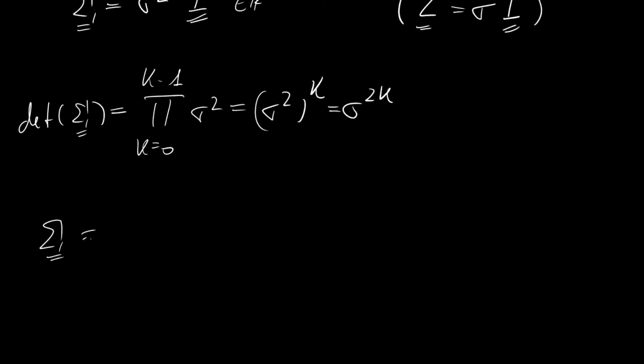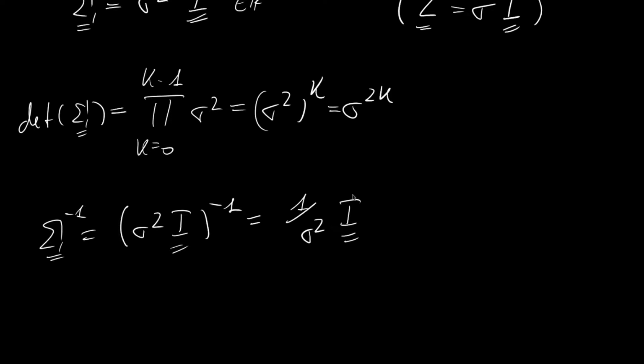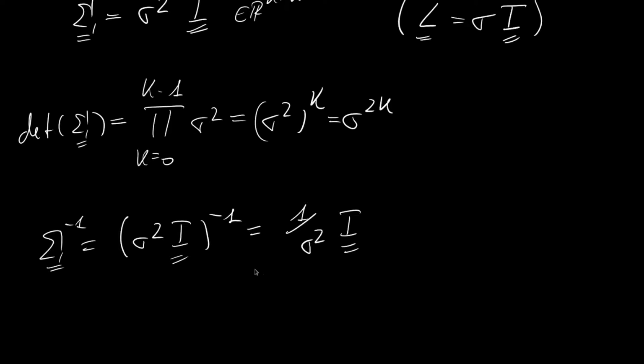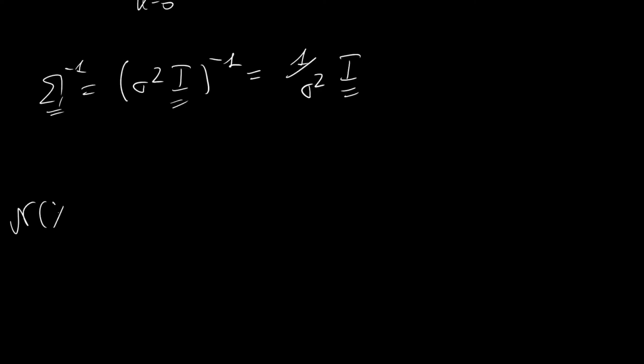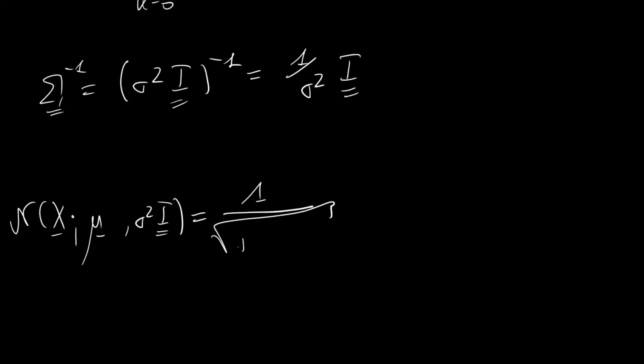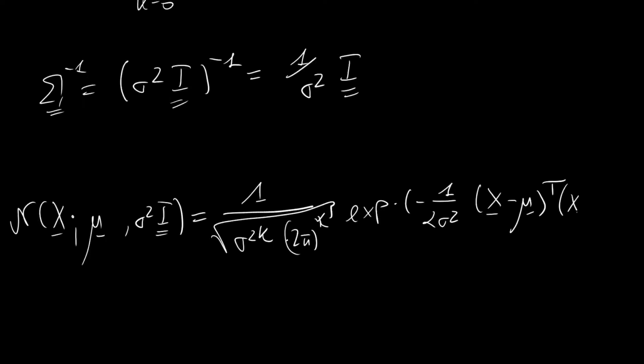And how about the inverse? It's even simpler here, because the inverse of the covariance matrix will be sigma squared times the identity matrix in brackets inverted, and this is basically just 1 over sigma squared times the identity, because the identity is also the inverse of the identity. And then plugging it into our definition, we get that the normal distribution over x under mu and the sigma squared identity covariance matrix equals 1 over the square root of sigma raised to the power of 2k times 2 pi raised to the power of k, multiplied with the exponential of -1 over 2 sigma squared of x minus mu in brackets transpose times x minus mu.